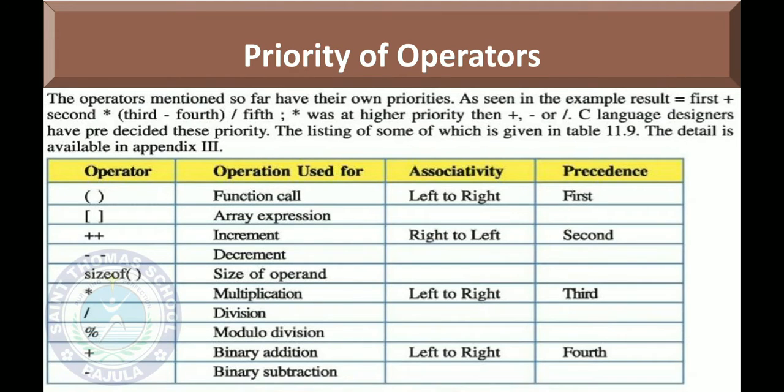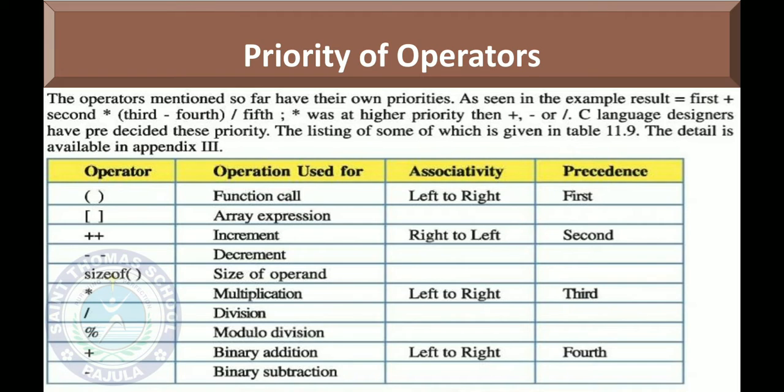Okay, so the operators mentioned so far have their own priorities. So here, as seen in the example result, the first plus second multiplied by third minus fourth divided by fifth. So multiply was at a higher priority than the plus, minus and division.